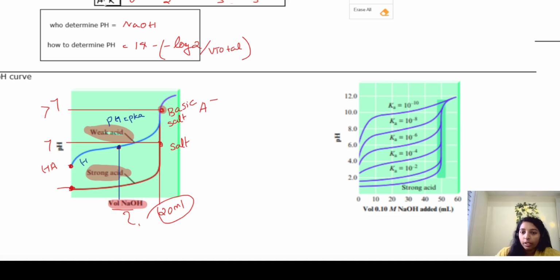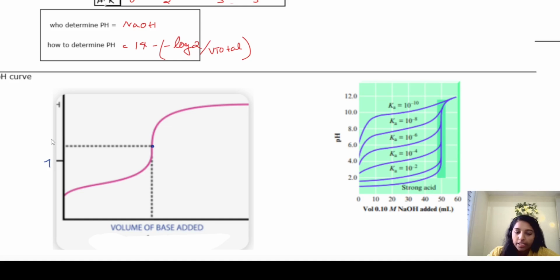Let me erase all these things so that it makes a clear picture. For the endpoint, this is 7 and this is greater than 7, correct? This is our volume of NaOH added, and this point you can consider the halfway point. Before the equivalent point, the mixture is a buffer, right? After the equivalent point, the mixture is a base, right?